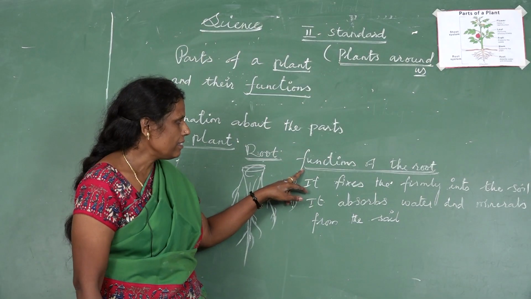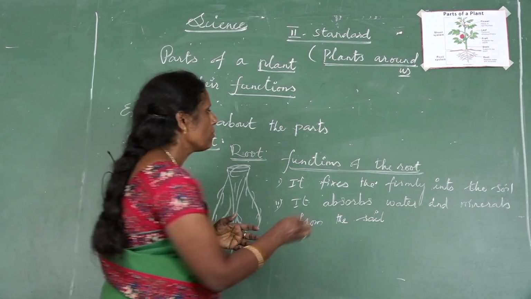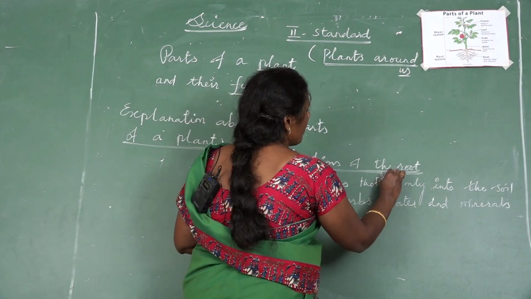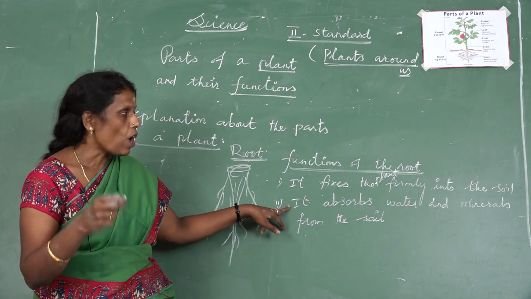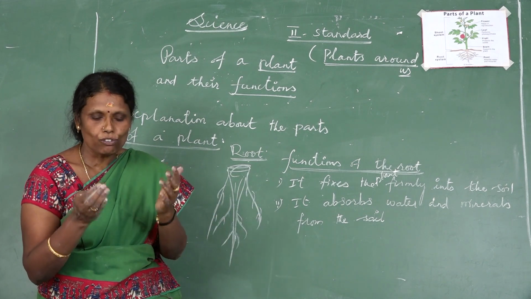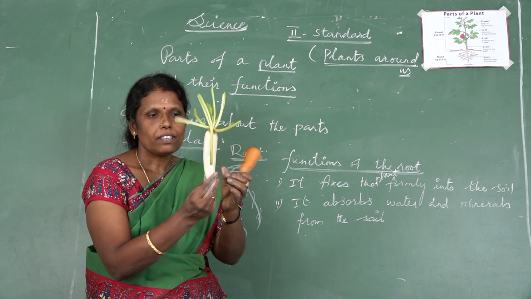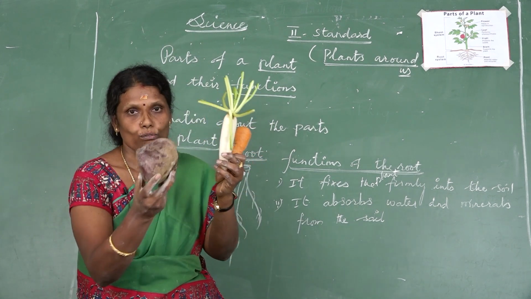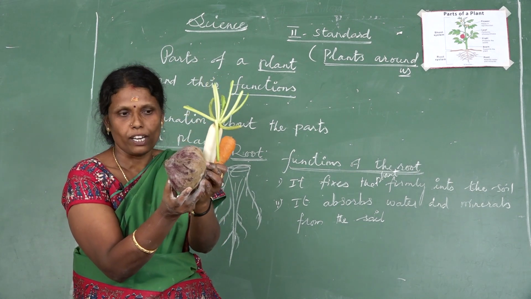Okay children, we will discuss about the functions of the root. It fixes the plant firmly into the soil. It absorbs water and minerals from the soil. Some roots store extra food in them. For example, carrot, radish and beetroot. These roots store extra food in them.